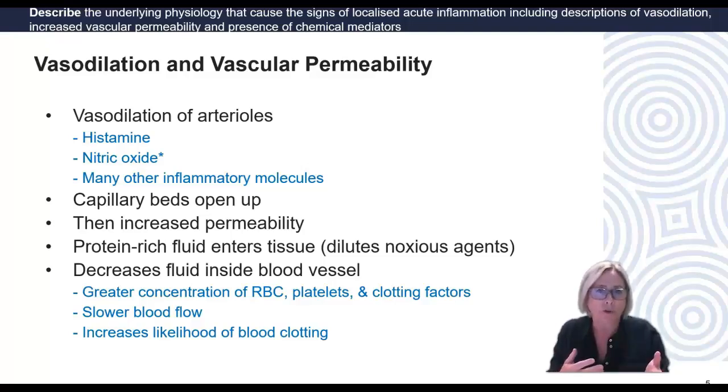Now, this is all part of normal tissue repair, and this protein-rich fluid can dilute out noxious agents, let's say, for example, bacteria or bacterial toxins. Now, if you've got fluid leaving the blood vessel, that's going to decrease the amount of fluid inside the blood vessel, right? So relative to the volume of blood left in the blood vessel, there's going to be a greater concentration of red blood cells, platelets, and clotting factors. And so less fluid in the blood vessel will also cause slower blood flow. And this will increase the likelihood of blood clotting. Remember, when things aren't flowing in terms of blood, stagnated blood is more likely to clot.